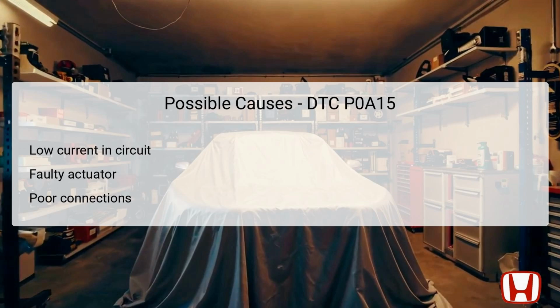Poor connections at the engine mount control unit or the actuator can also cause intermittent failures, resulting in momentary fluctuations in performance. Lastly, a faulty body ground connection can disrupt the circuit, compromising the actuator's operation. Recognizing these possible causes is essential in streamlining the troubleshooting process and ensuring effective repairs.